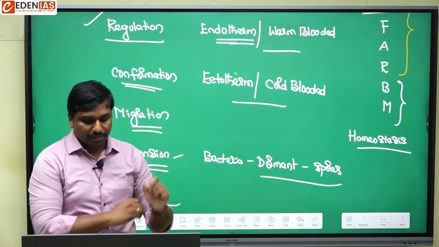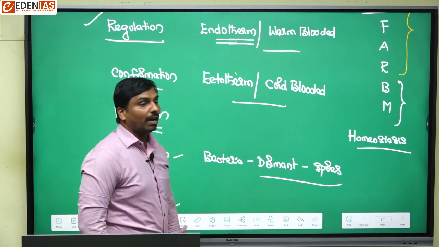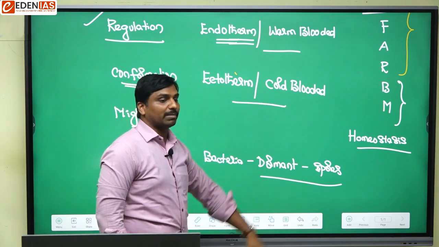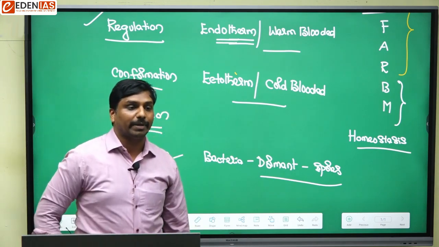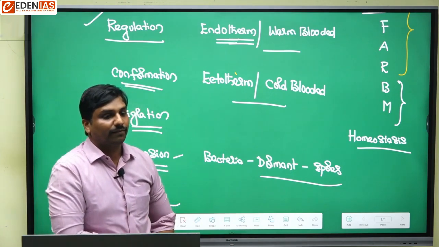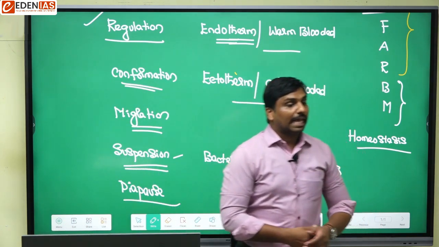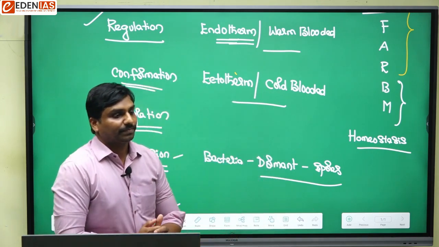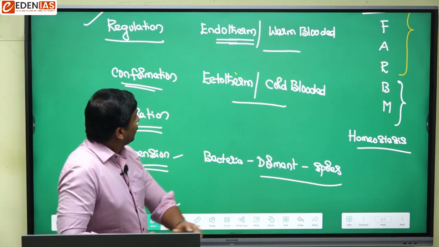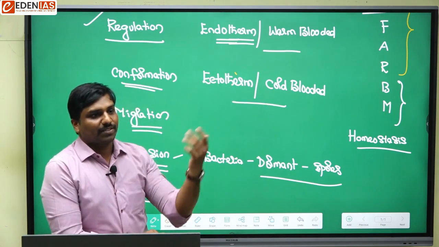Okay, so examples. Example, all the ectotherms are cold-blooded animals, like fishes, amphibians, reptiles, etc. Okay, so they are examples. So for regulation, you remember examples like birds and mammals. You have to remember this from the science and tech portion.